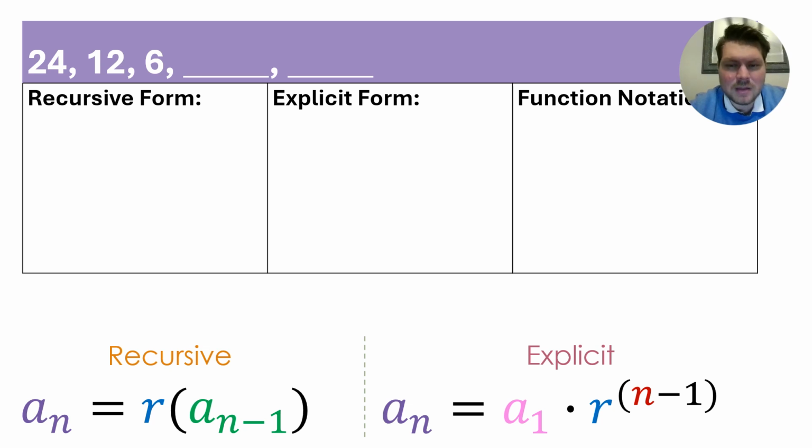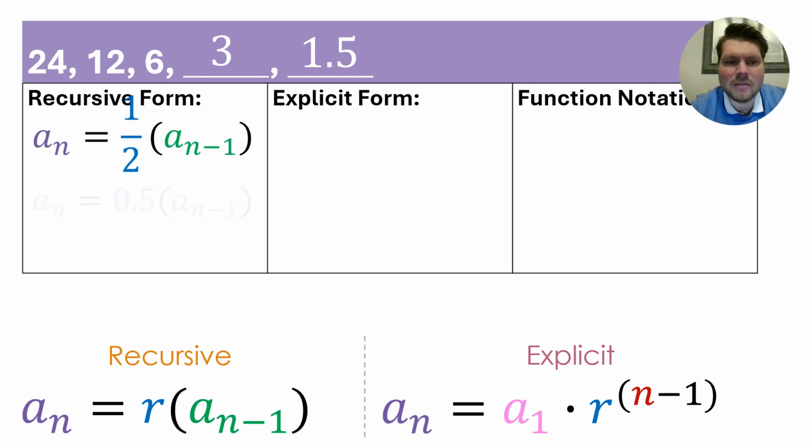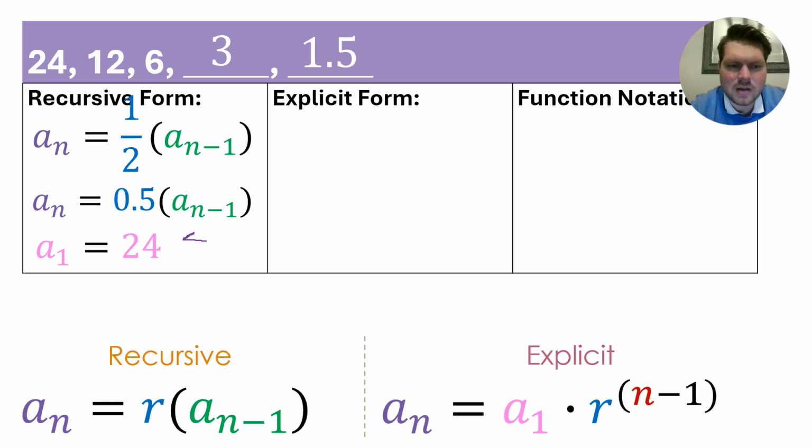So B might be a little easier because it's slightly easier numbers to work with. We saw that this one was going by a half. So for my R, that's my multiplier. It's multiplying by a half. You can also put 0.5 if you want. And then recursive, remember you want to give it a bit more information because this isn't enough. So you kind of tack on that A1 at the end.